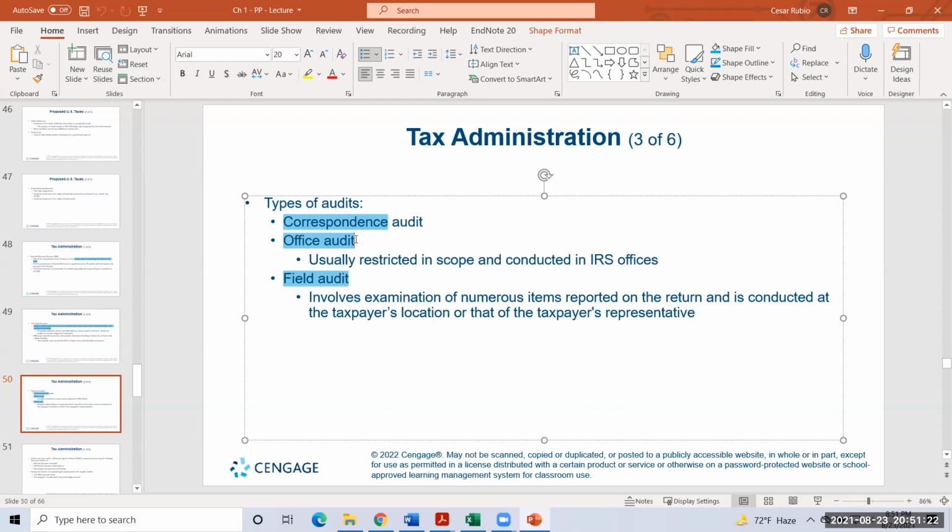Then you have the office audit, which means that you will probably receive a letter, but it's not that you have to submit anything. This one you will receive a letter, but it's going to ask you to attend one of their offices.